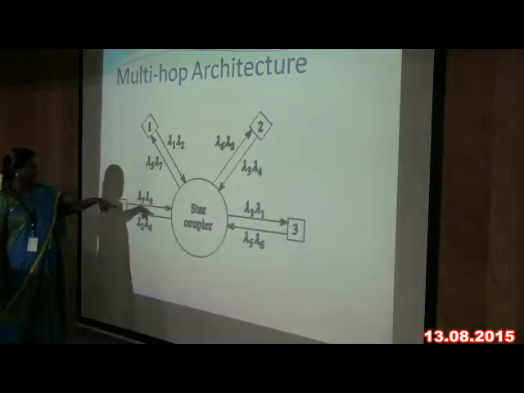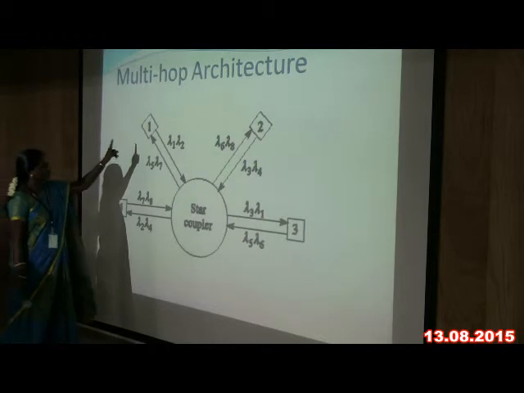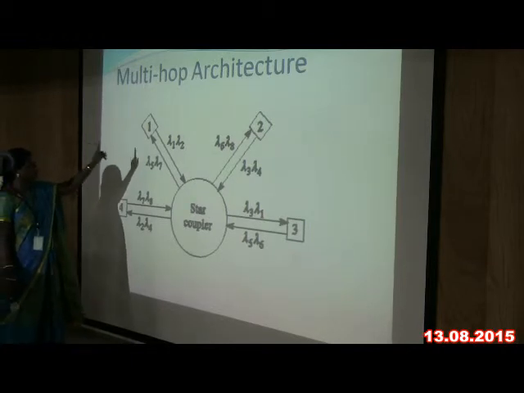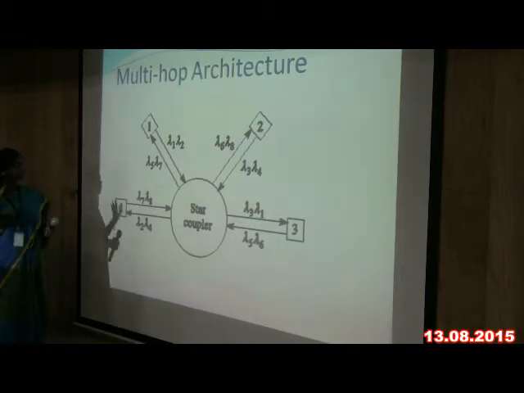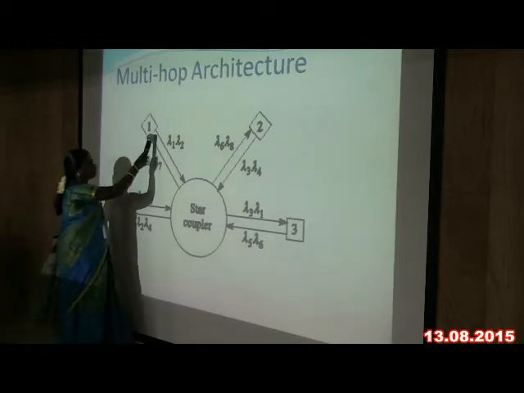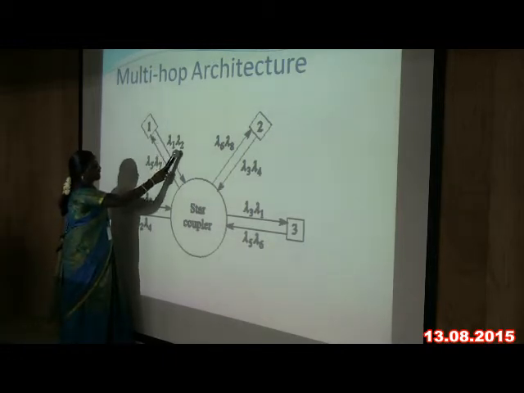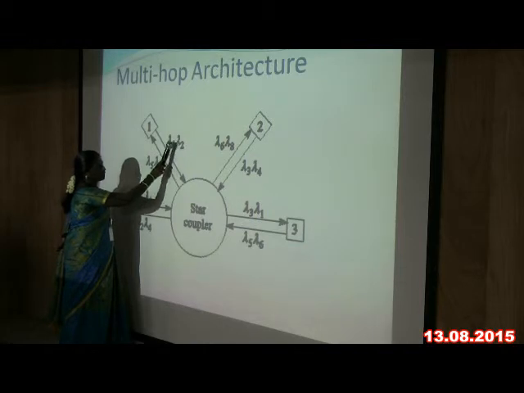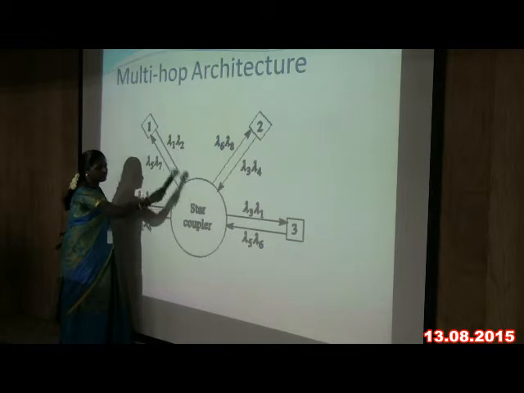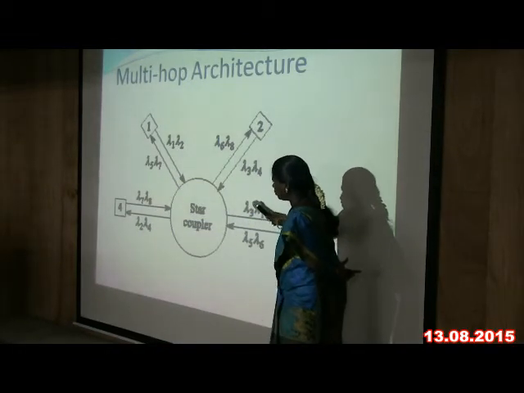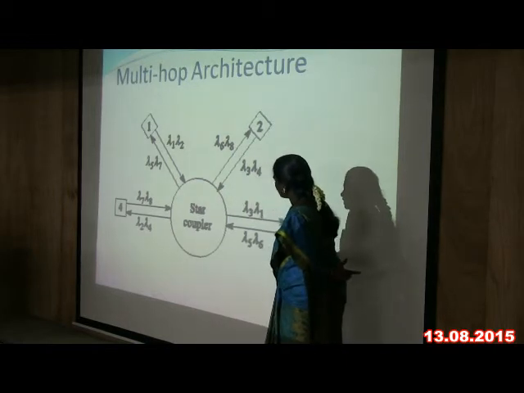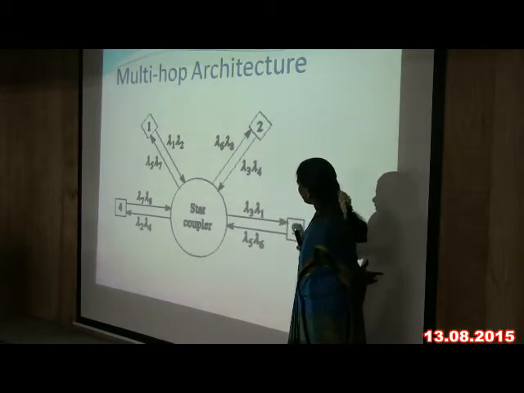This is node 1, node 2, node 3, node 4. If we want to transmit the signal from node 1 to node 4, what will happen? Once again, from node 1, it transmits the data using lambda 1 or lambda 2. It is sending to node 3 using this wavelength.